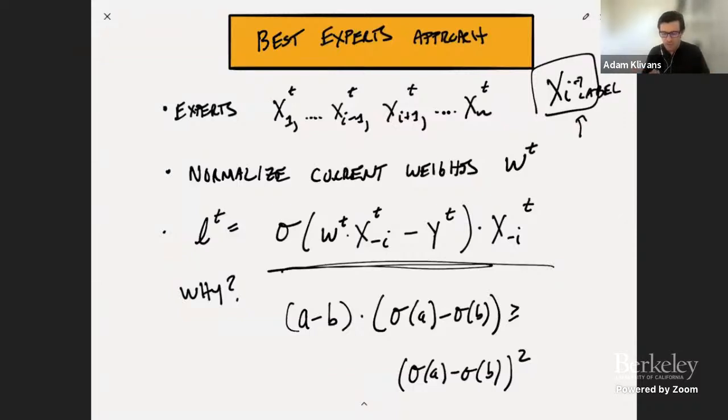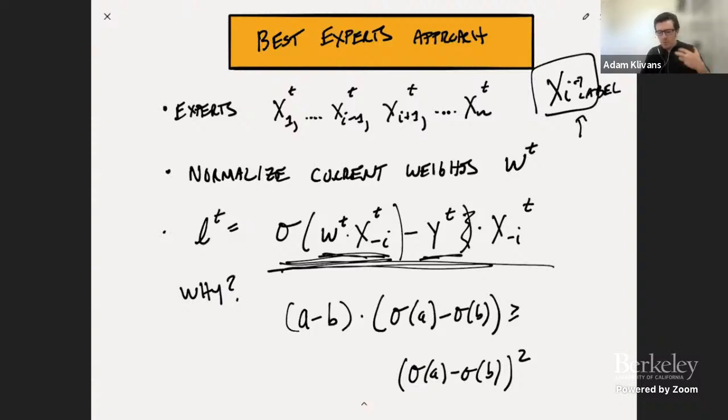It turns out that the loss function that you should choose is exactly that. You should choose sigmoid of the current weights times the vector of the experts, minus the y value, and then you multiply that by the vector x minus i. So we're really updating each expert by how much the sigmoid of their prediction differs from the y value.